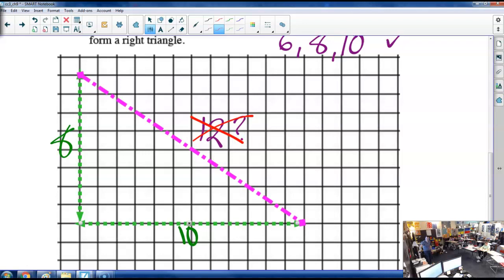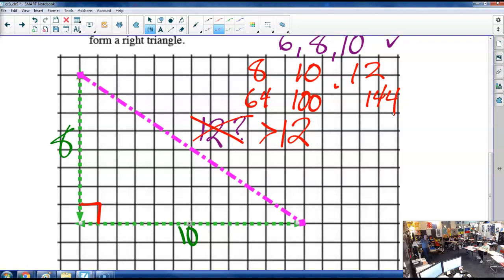If we say we have to make this a right angle, more than 12? Why? Patrick, how did you decide more than 12? Because a squared plus b squared is 164, and c squared is 144. Since c squared is less, you have to make the c bigger.